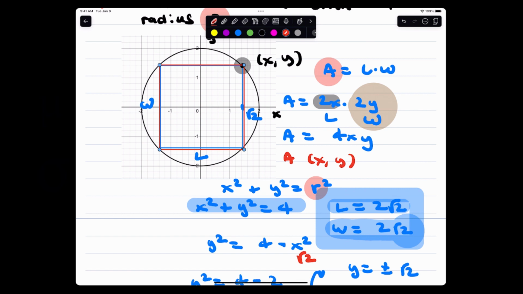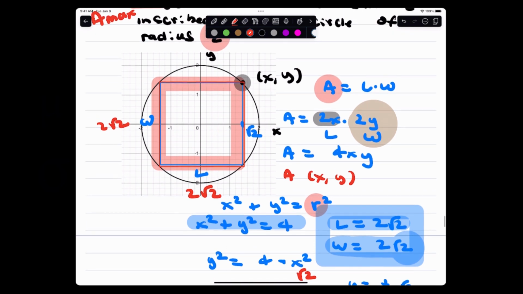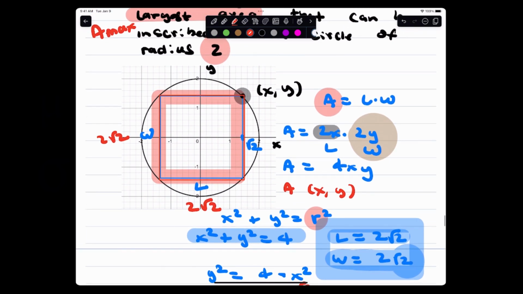Length will be 2 square root of 2, and width will be 2 square root of 2. So again, that's the moral of the story. Now, that doesn't tell you what the maximum area is. This is the dimensions of that particular rectangle, which is not really a rectangle. It's a square.